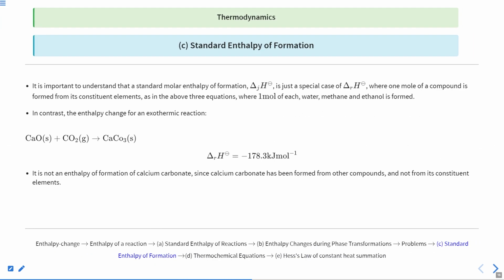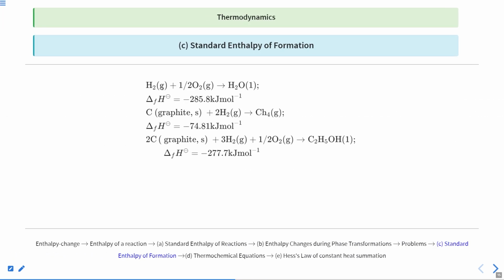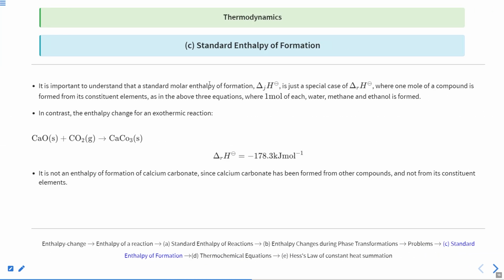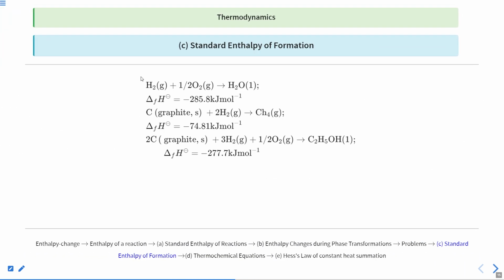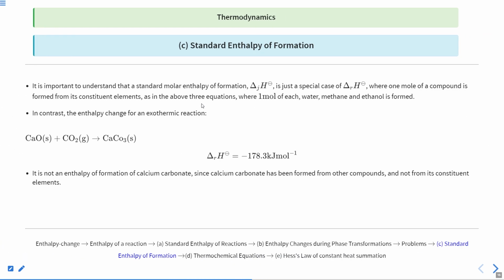Now, let us talk about the standard enthalpy of formation more. It is important to understand the molar enthalpy of formation. It is just a special case of delta RH, because we are actually calculating the delta H reaction only. But the special case is that the reactant is in its standard state, right?